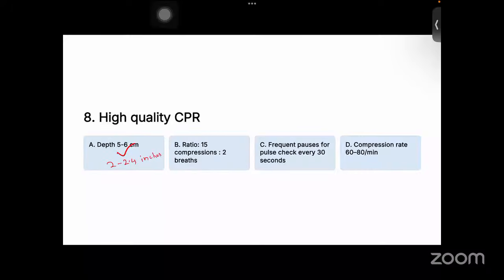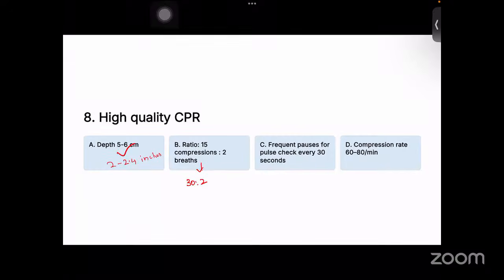And number two, ratio 15:2 breath. Nope. 15:2 is for two things. What are they? It is for child or infant CPR. For the adult, it is 30:2. 30:2 for the single rescuer with adults. 15:2 is for two rescuers with infant or child CPR.